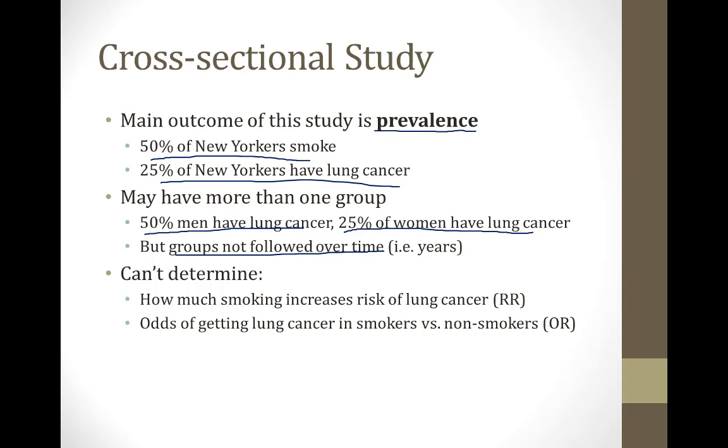And there are many important things that we can't determine from a cross-sectional study that we can determine from other types. So we can't find out how much smoking increases the risk of lung cancer. This is called a risk ratio, which we'll talk about later. To do that, we would need to identify smokers and non-smokers and follow them over time. We also can't determine the odds of getting lung cancer in smokers versus non-smokers because, once again, we would have to identify the two groups and follow them over time. This is called an odds ratio, and we'll talk about this later on in the module.